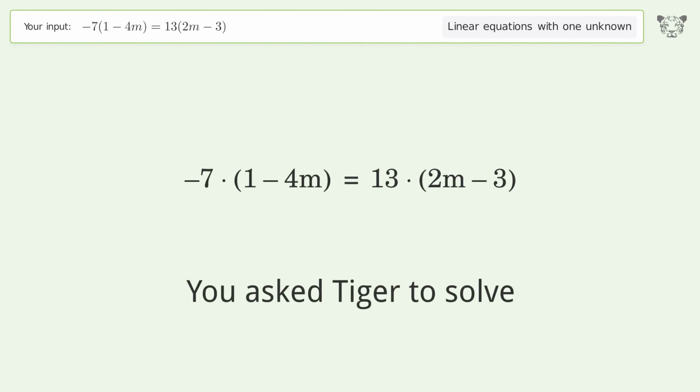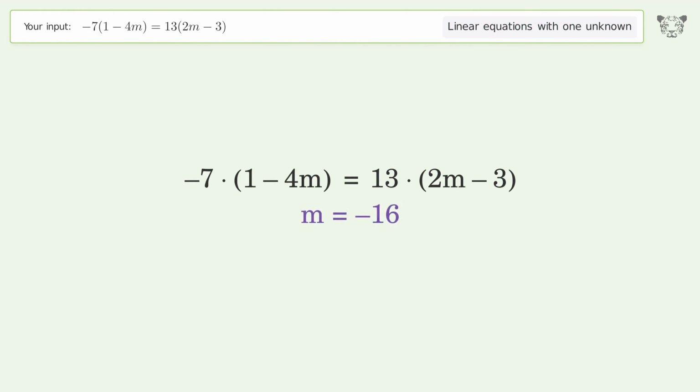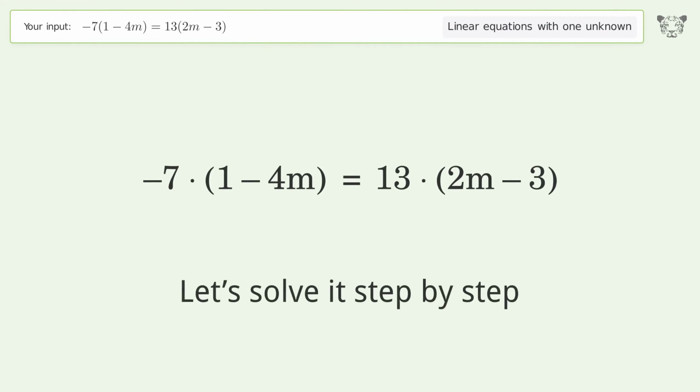You ask Tiger to solve. This deals with linear equations with one unknown. The final result is m equals -16. Let's solve it step by step.